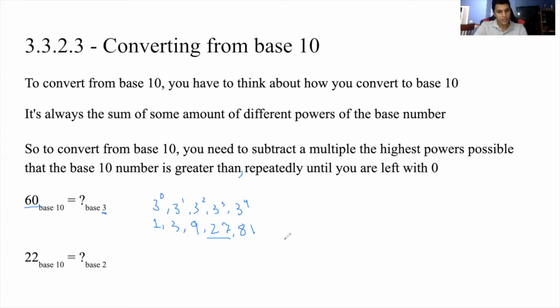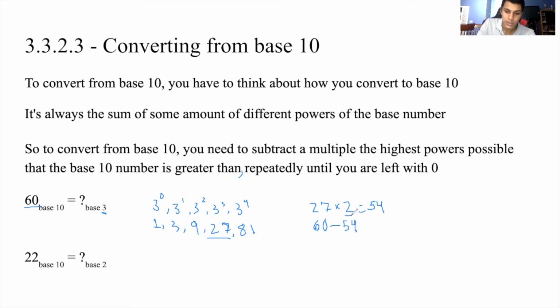And this is where it gets a little bit confusing to explain in words. So I'm just going to show you what I'm doing. How many times does 27, the highest power of 3, the base that we're converting into, go into 60? Well, 60 minus 27 is 33, and 33 minus 27 is going to give you 6. So 27 times 2 is 54, right? So 27 goes into 60 2 times, because 27 times 2 is 54. So now what we need to do is subtract 54 from 60, right?